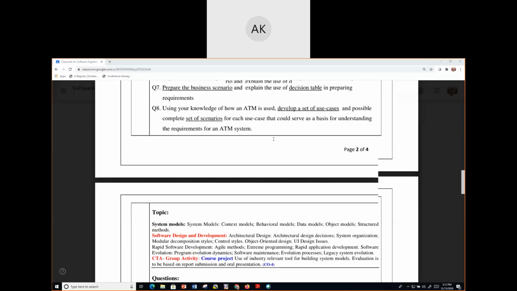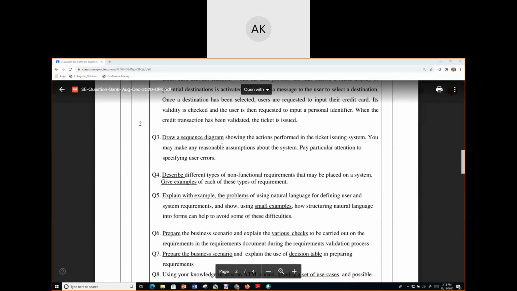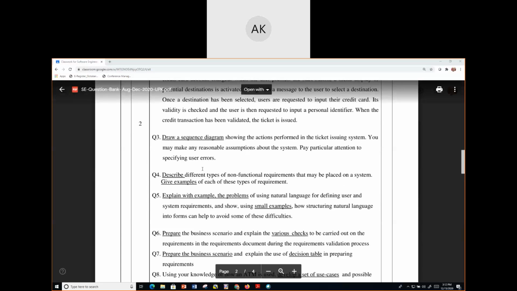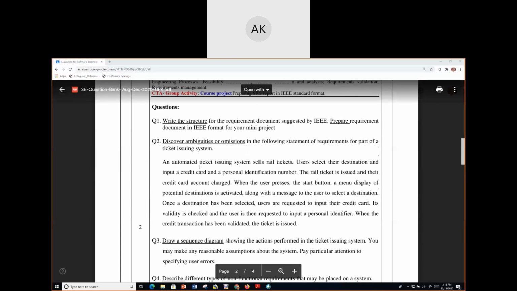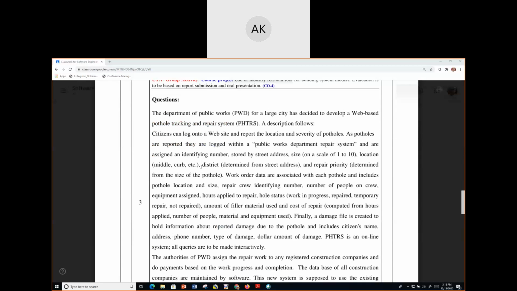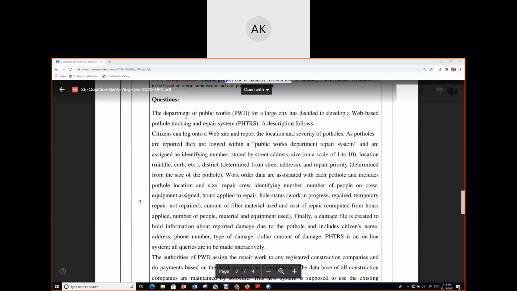Look at IA2, we have asked about use case diagram, sequence diagram, DFDs, UI, state diagram. They are going to appear. In IA2, the scenario was different. Now in the question, look at that, the scenario given is different.